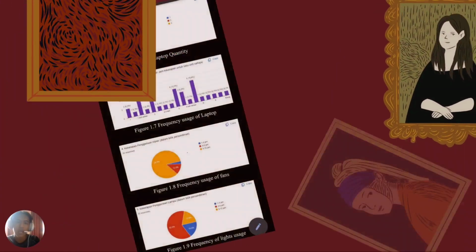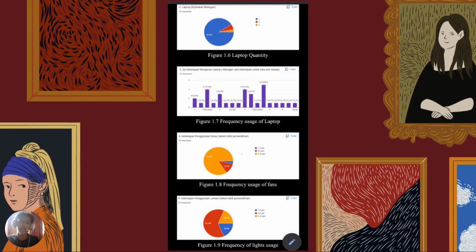And moving on, last but not least, regarding the data collection, we also figured that almost all students within the Cempaka residence make use of laptops a lot. So we also collected the information regarding the laptop quantity and the frequency of usage of the laptop itself, and also the usage of fans and lights in their own rooms for Cempaka residents.